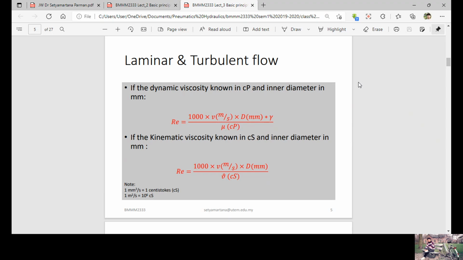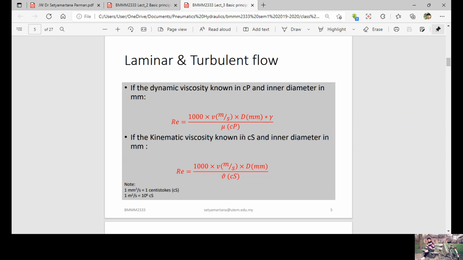If the dynamic viscosity is known in centipoise and the inner diameter in millimeter, we can use this equation. The 1000 here is a converting constant. We use Reynolds number dimensionless, velocity in meter per second, diameter in millimeters, and mu in centipoise.